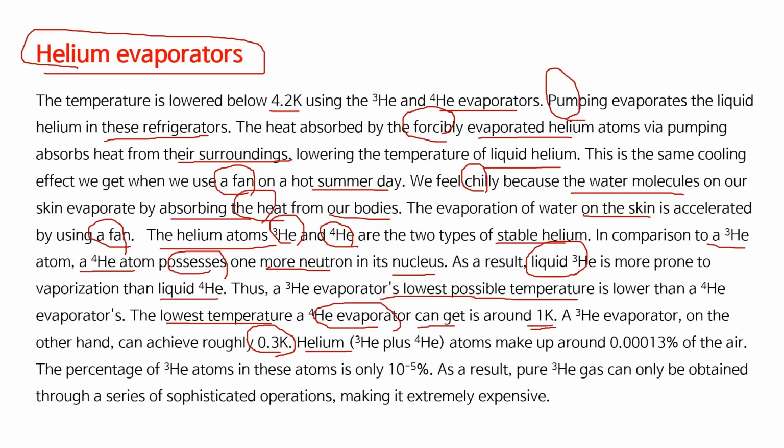Helium atoms make up around 0.0013% of the air. The percentage of helium-3 atoms in these atoms is only 10 to the minus 5%. As a result, pure helium-3 gas can only be obtained through a series of sophisticated operations, making it extremely expensive.